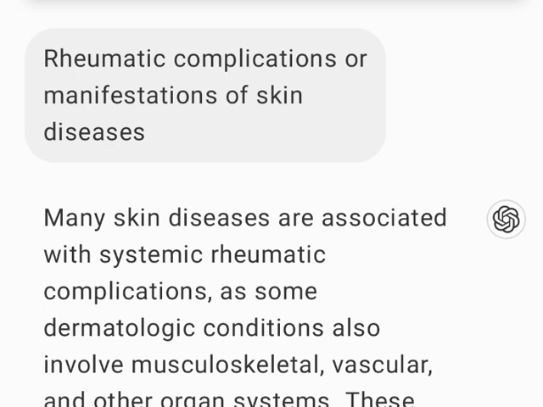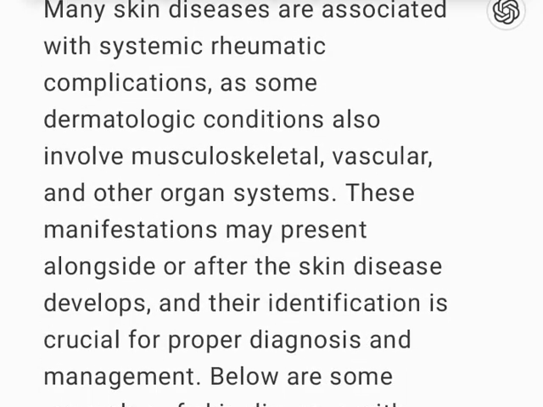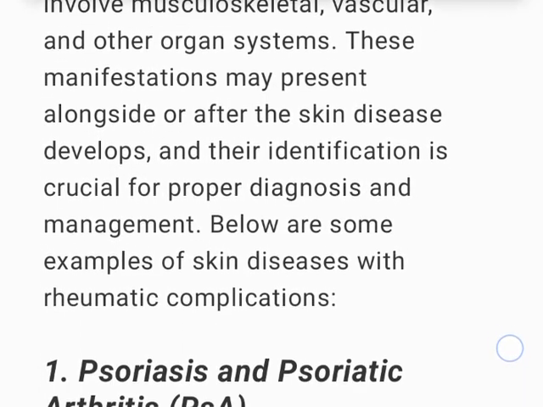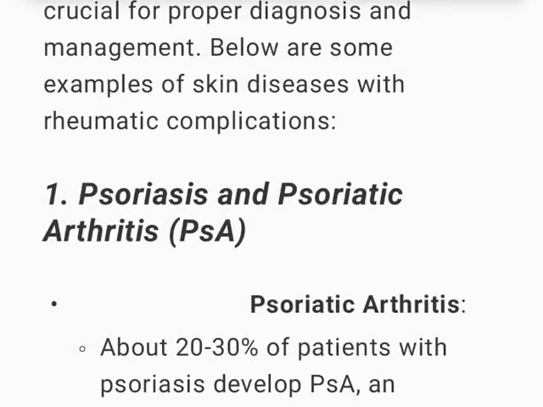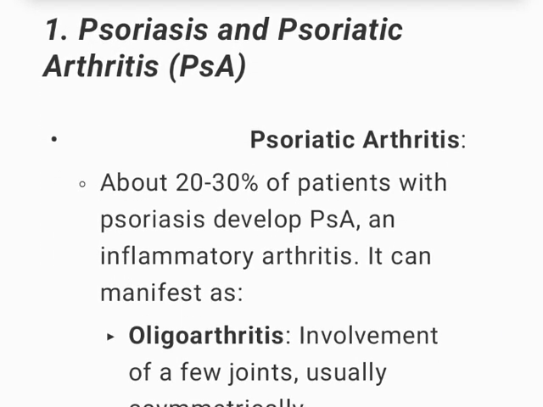Many skin diseases are associated with systemic rheumatic complications, as some dermatologic conditions also involve musculoskeletal, vascular, and other organ systems. These manifestations may present alongside or after the skin disease develops, and their identification is crucial for proper diagnosis and management. Below are some examples of skin diseases with rheumatic complications. 1. Psoriasis and psoriatic arthritis, PsA.